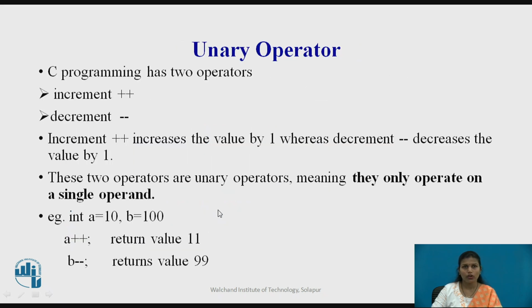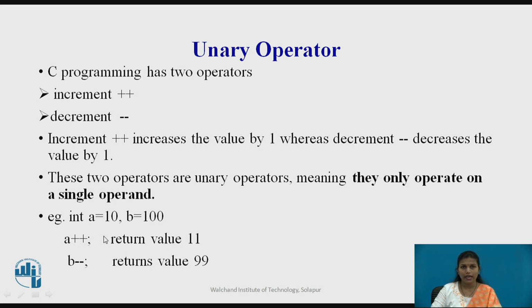Next one is the unary operator. In C programming, there are two such operators. First one is increment and second one is the decrement operator. As you can see, the increment operator will increase the value by 1, whereas the decrement operator decreases the value by 1. For example, A is equal to 10 and B is equal to 100. When we perform A++, it will return the value 11.